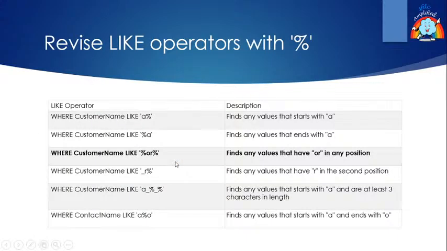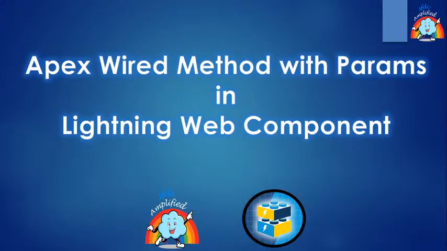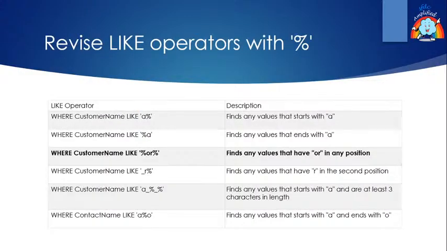So now, when we are discussing the Apex wired method with parameters, we can pass parameters as well, depending on what we want. We will understand it in depth by seeing an example, but that's how we can do it. Because we have to use a like operator, we will do some revision of it so that we understand it better.